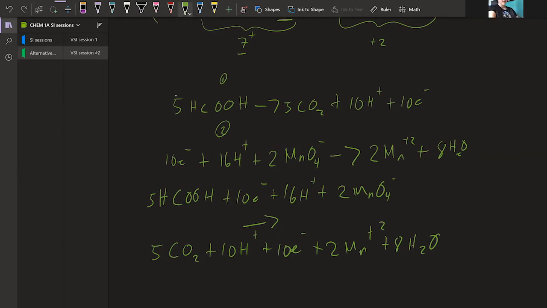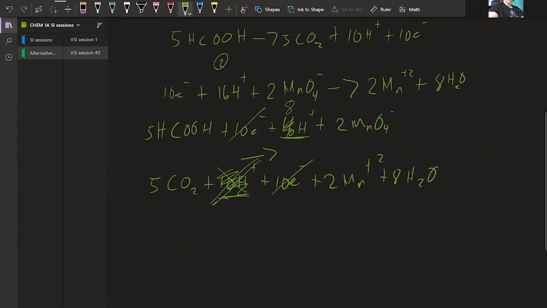So I have 10 H+ on the product side and 16 on the reactant side. So I can get rid of this one, and this one becomes 8 H+. The electrons cancel out, which is a good sign. If your electrons don't cancel out, then that means you have to try and rebalance it so that they do. And then I don't think I see anything else that needs to be canceled out.